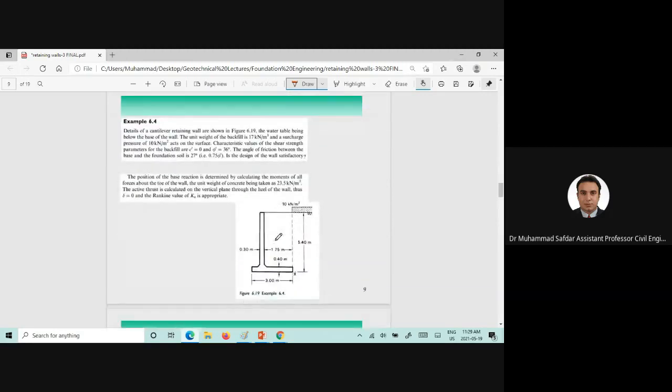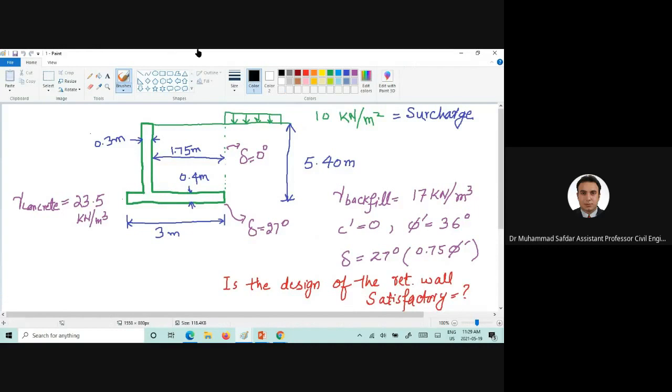Now we will solve this example, so please kindly note down the information. So this is the information here. We are given a retaining wall, which is 3 meters. This is the width of the retaining wall. The thickness of the base is 0.4 meter, and the width of the backfill material, which is placed behind the retaining wall, is 1.75 meter. The thickness of the stem is equal to 0.3 meter.